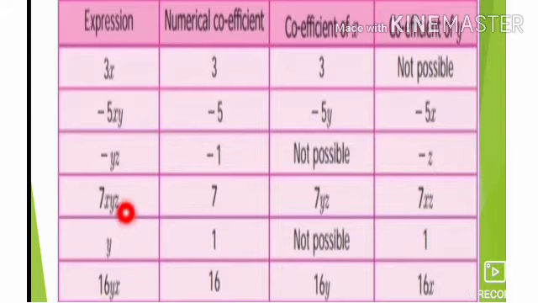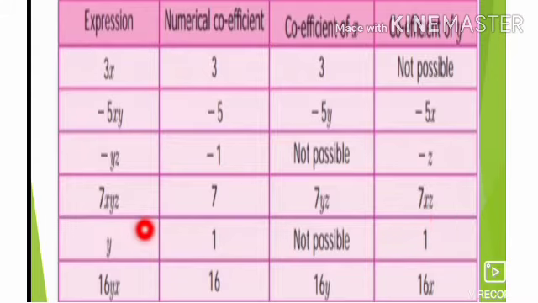And in the expression 7xyz, the numerical coefficient, the numerical value in front of the variables xyz, is 7. 7 is the numerical coefficient. And coefficient of x is, keep x and the remaining 7yz is known as the coefficient of x. And coefficient of y is, keep y and the remaining 7x and z is called the coefficient of y.